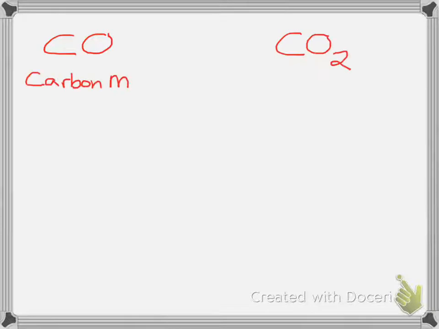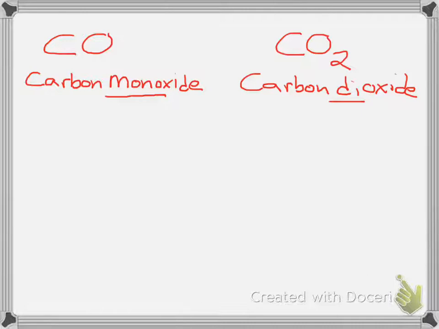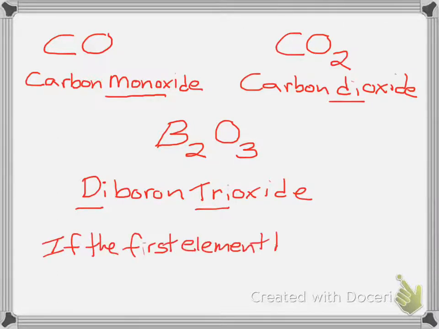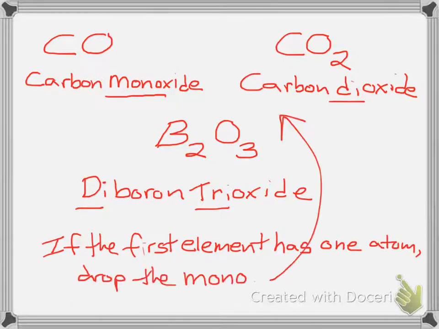Let's try some examples. We've seen these two compounds before. The first one called carbon monoxide, the second carbon dioxide, referring to the one oxygen and this other one with the two oxygens. Another one would be B2O3. With the 2 borons, we would call that diboron, and with the 3 oxygens, we would call that trioxide. Notice that we also, as part of the rule, have that if the first atom, the first element, only has 1, we drop the mono.